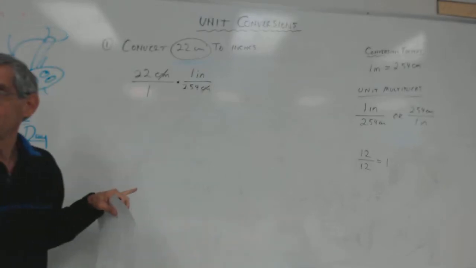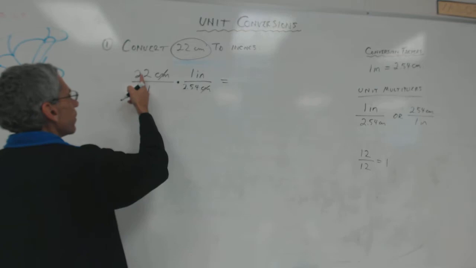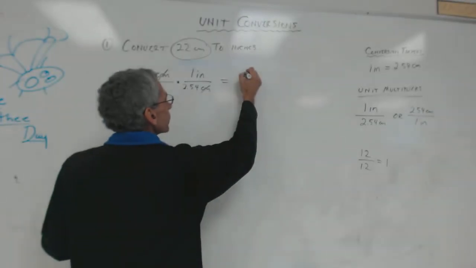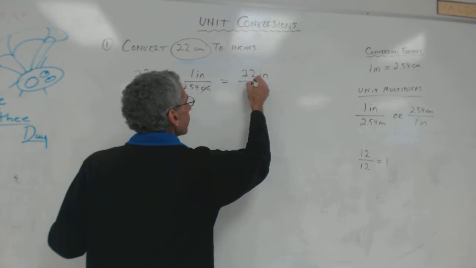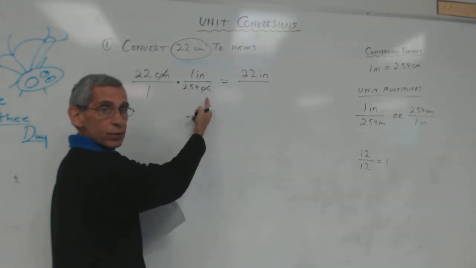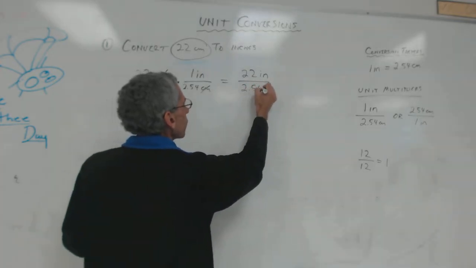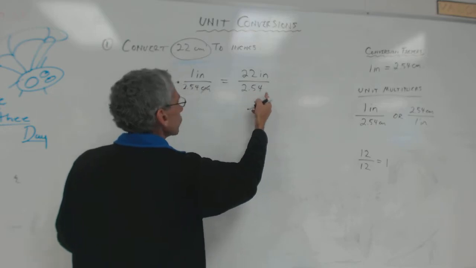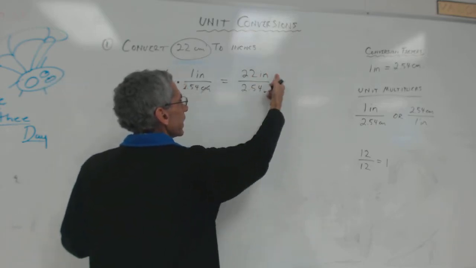How many centimeters do I have now? None, right? So now what do I have? I have 22 times 1, so that's 22 inches, divided by 1 times 2.54. Centimeters? No, because I crossed them out. So just divided by 2.54, right? And there's no centimeters, no unit there, right? So all my answer is in inches.